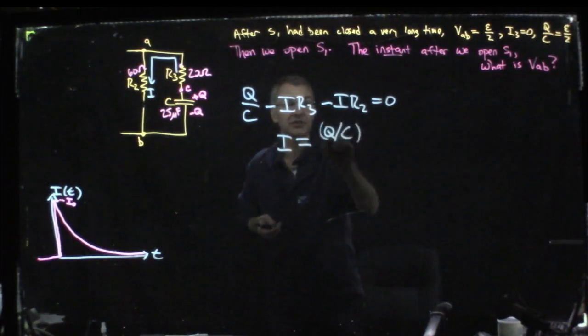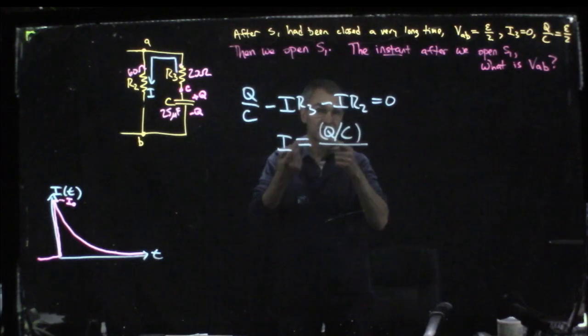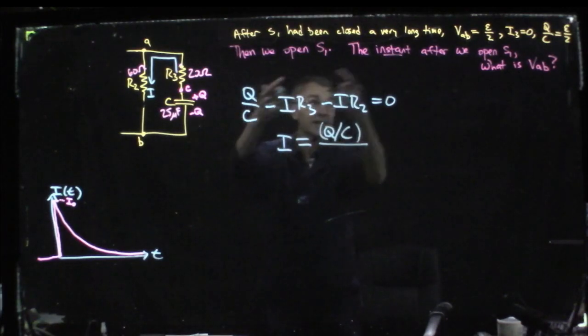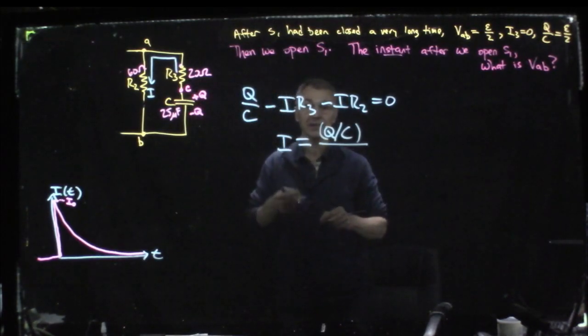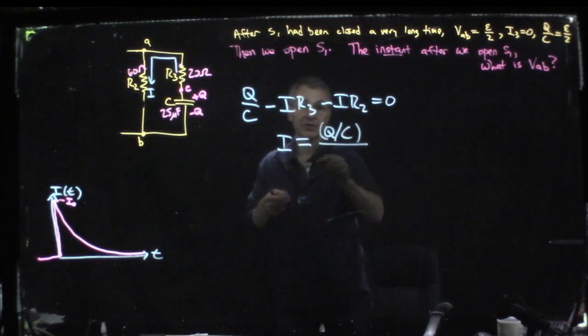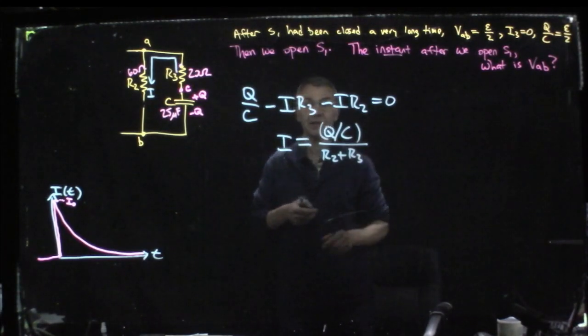We don't really need to know what Q is. I wrote it this way because you want to bear in mind that the reason why this is true is because that charge Q hasn't had time to go anywhere yet. So there's Q over C divided by R2 plus R3. Volts divided by ohms is going to be amps.